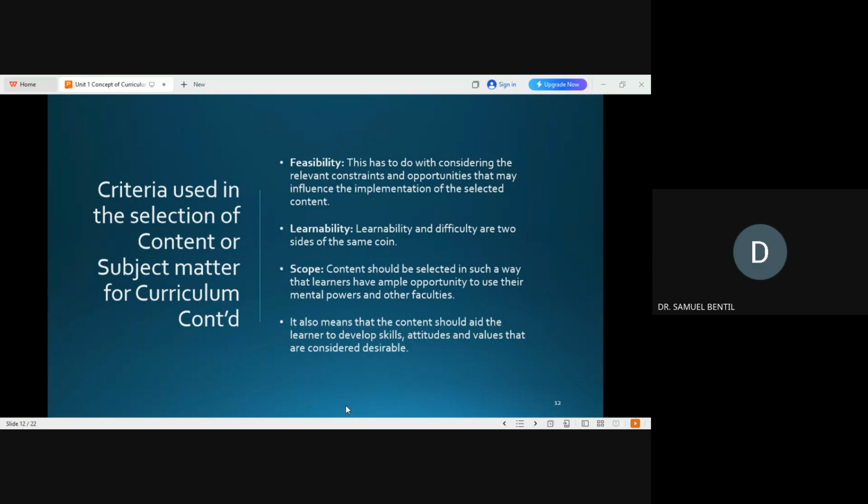looking at the whole program scope. Is the selection done in such a way that students are even given opportunity to explore more? Or is it all loaded to the extent that you are not even getting that leverage or opportunity to explore as part of the program you are going through? So all these are criteria that we consider whenever we are selecting content for curriculum development.